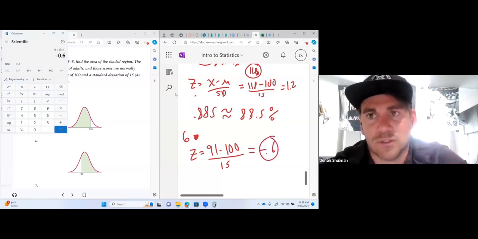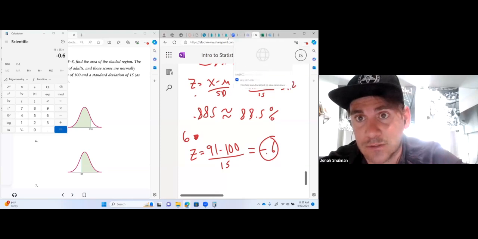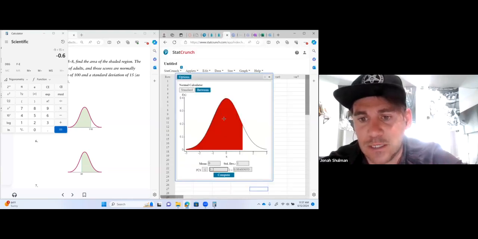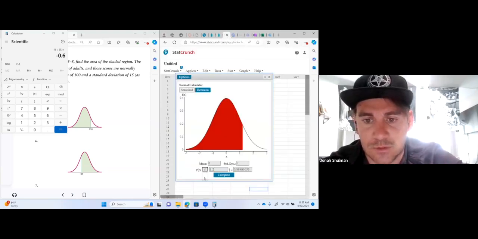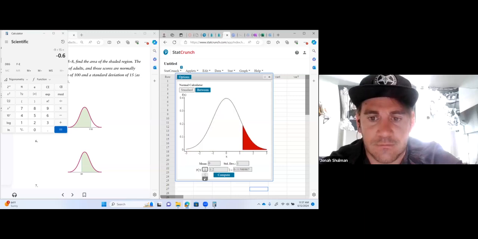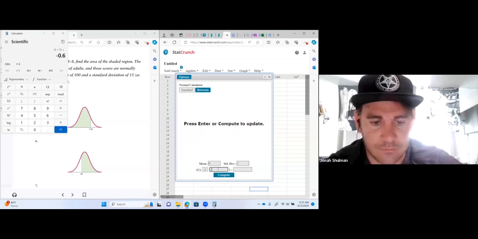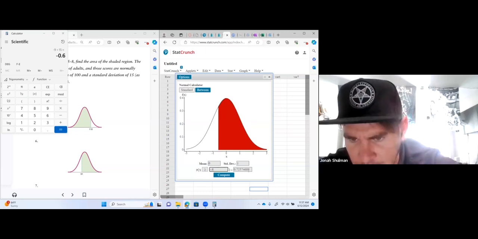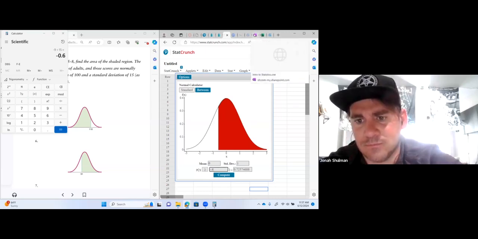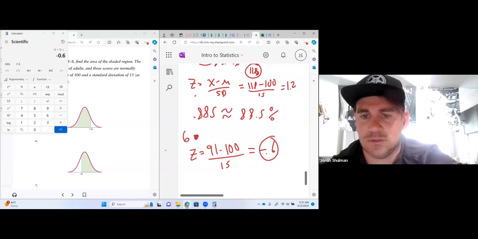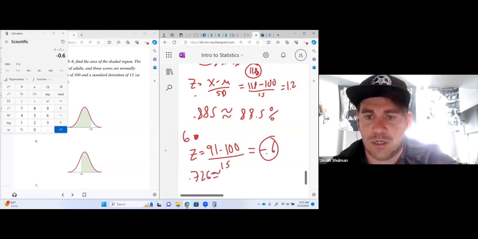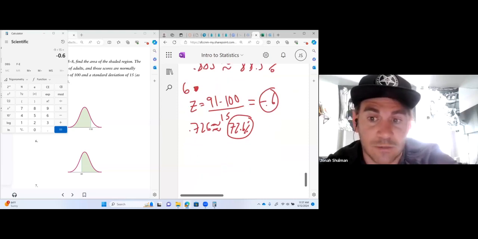I would always use just Excel or the table and subtract. But because we have a fancy StatCrunch, we can just flip this. This is the only one that lets you flip it like this. 72.6%, 0.726. Or it's approximately 72.6% of IQs greater than 91.